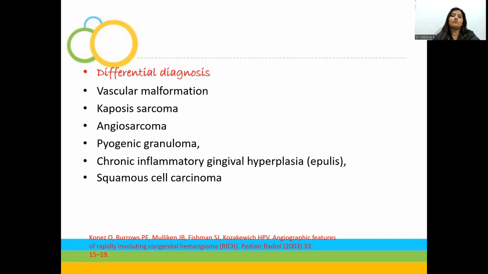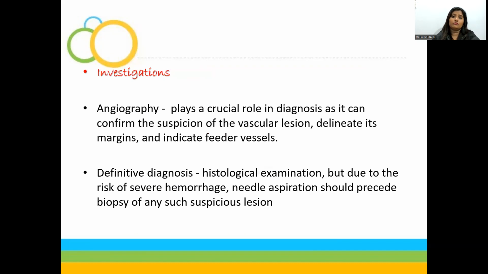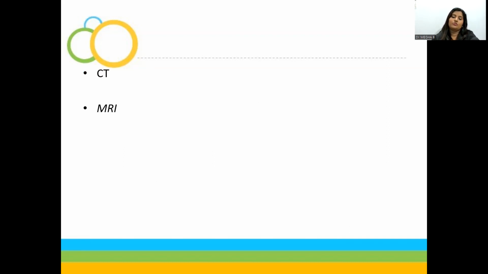Coming to differential diagnosis, it can involve vascular lesions, angiosarcoma, pyogenic granuloma, epulis, or squamous cell carcinoma. Coming to investigations, angiography can be done in case of hemangioma, where you can even make out the feeding vessels. But the definitive diagnosis will be only with biopsy. If biopsy is required, we should always go for fine needle aspiration first before any kind of biopsy, because there is a tendency for bleeding. Other investigating modalities include CT and MRI.